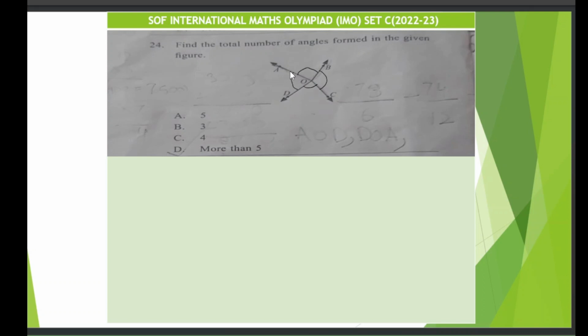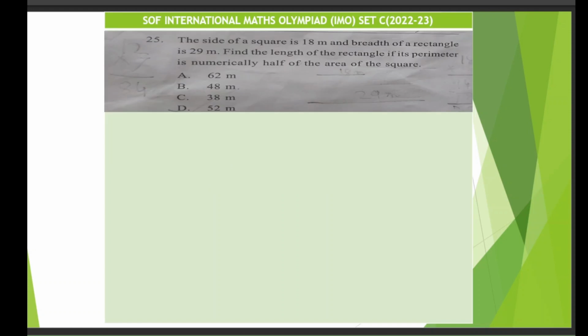These are obvious angles. But there are more angles as well. AOC, one more angle, right? And if I take this angle DOB, this is also another angle. So we did not count all the angles because option D says more than 5. We have already identified 6 angles. So not required, the more than 5 option holds good for us. So for question 24, the answer is option D. So let's move to the next question. Let's start with question number 25.